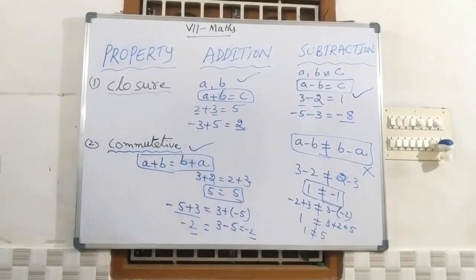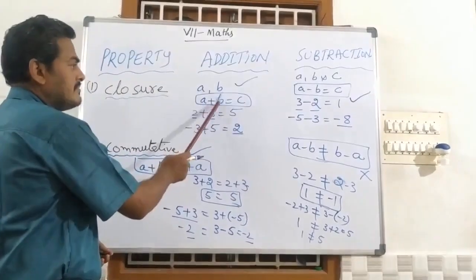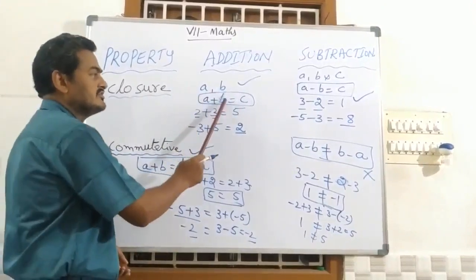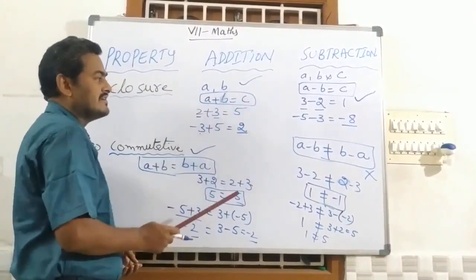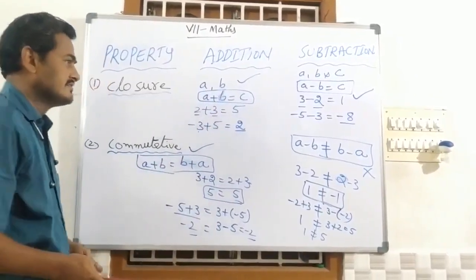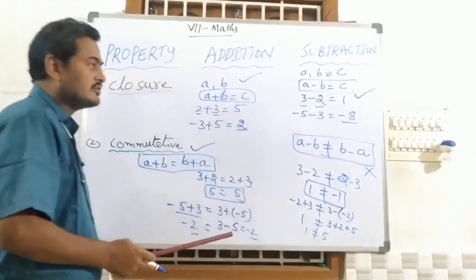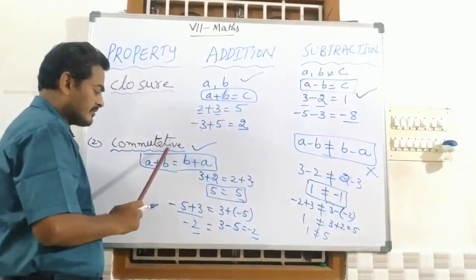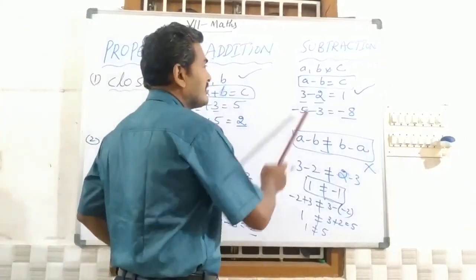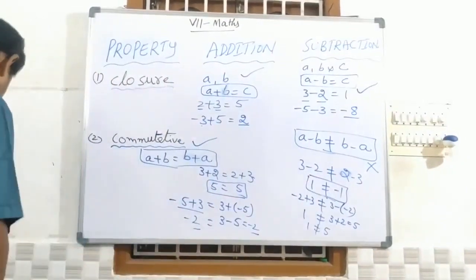So in this commutative property, in A plus B equal to C, A and B are two integers and C is also an integer. The sum of these two numbers gives C, also an integer. A plus B equal to C, where A, B and C are any integers. Now A minus B equal to C, here A, B and C are also integers. Commutative property means A plus B equal to B plus A, but under subtraction, A minus B is not equal to B minus A.